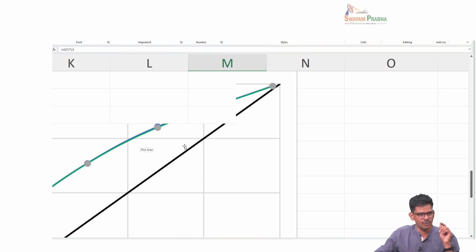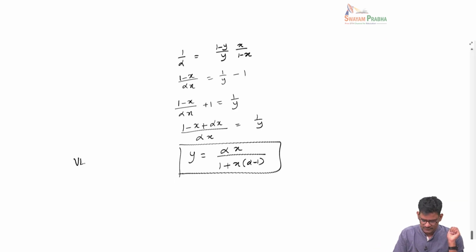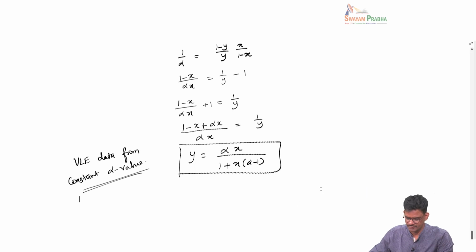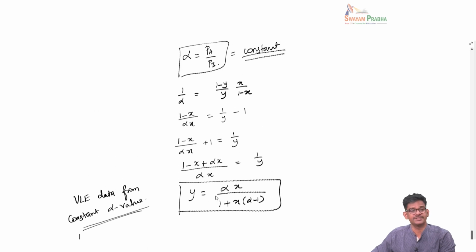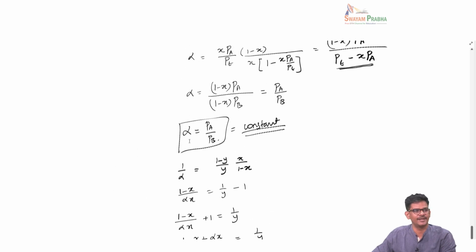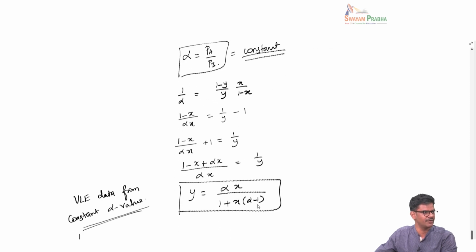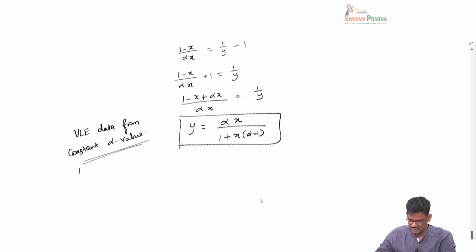So for a Raoult's law following mixture, if alpha is nearly constant, xy data can be very simply obtained from this expression that I showed. So this is VLE data from constant alpha value. Very important from the GATE point of view. So you don't have to memorize this equation. If you know the definition of relative volatility, you can very well just derive it quickly in about a minute.